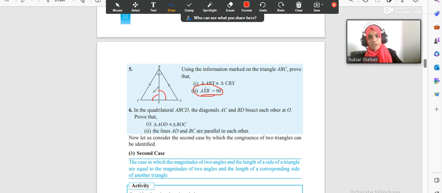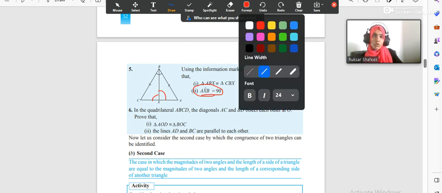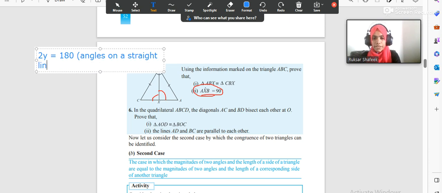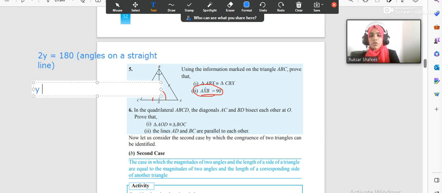So, let us say that I took these angles as y. I have 2y, and this is a straight line, AC is a straight line. So, we can say that 2y is equal to 180 degrees. The reason why 180 degrees is angles on a straight line, because angles on a straight line are always equal to 180 degrees. So, if 2y is equal to 180, 1y would be equal to 180 divided by 2. So, y is equal to 90 degrees. In this case, we labeled the angle AXB as y, so that is how we get that answer.